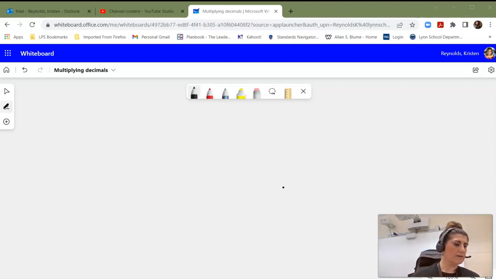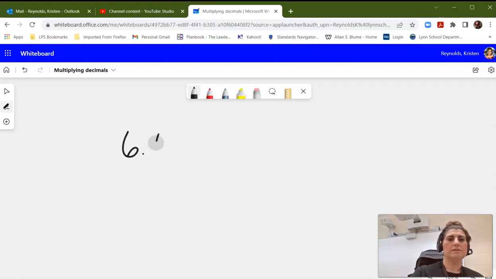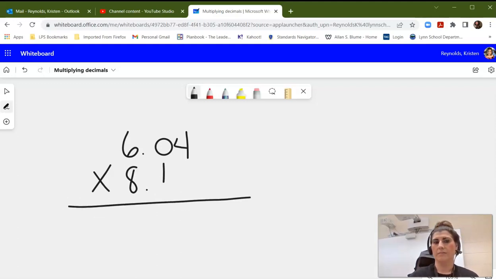All right, so if I have 6.04 times 8.1. Okay, so this is my problem. All right, so 6.04 times 8.1. If I want to, I can go ahead and put a 0 here so that I have the same amount of digits for each number. That 0 is not going to change my value of the 8.1 because it's after the last digit. Okay, so that doesn't change anything.